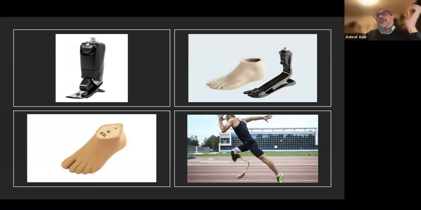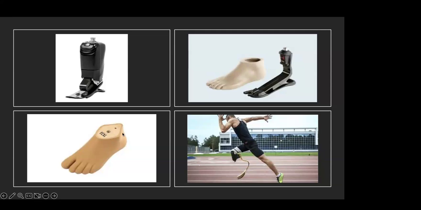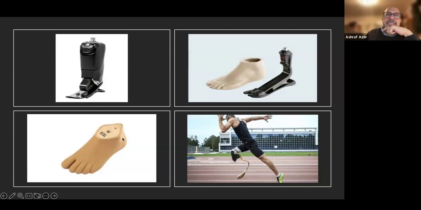Now we have to comment on the type of foot we have. Look at the foot itself. If you see a block like that, we call it a SACH foot. SACH equals what? Solid ankle, cushioned heel. So there is no movement in the foot and ankle, just a block of wood. The other one is a carbon fiber energy returning foot, or you call it a mobile foot.